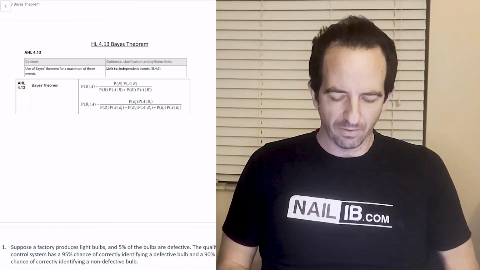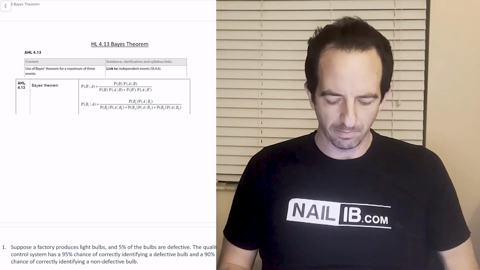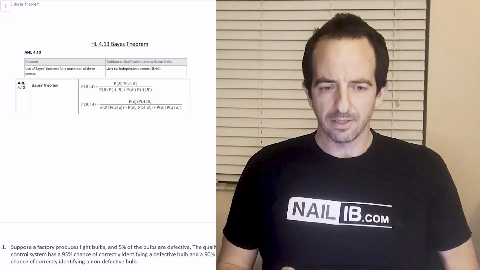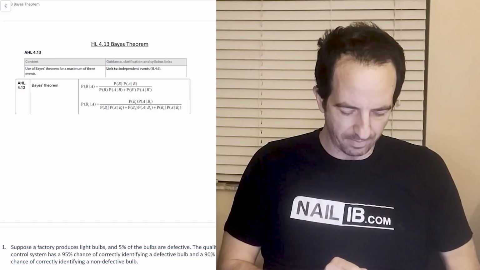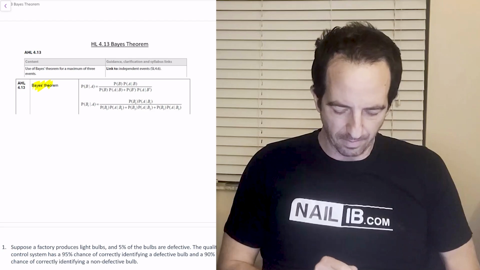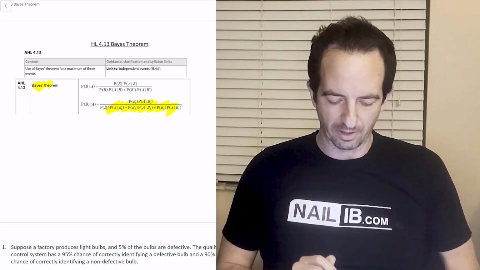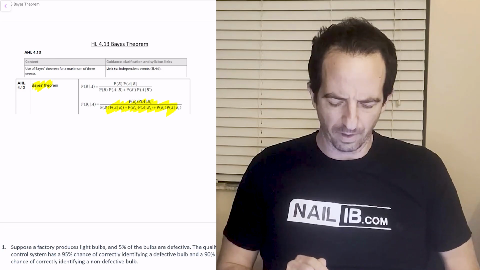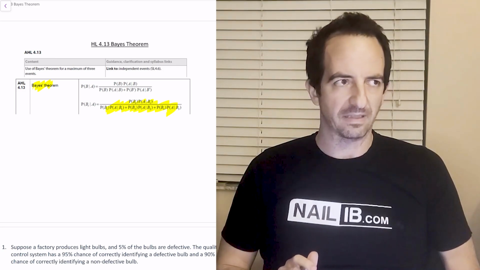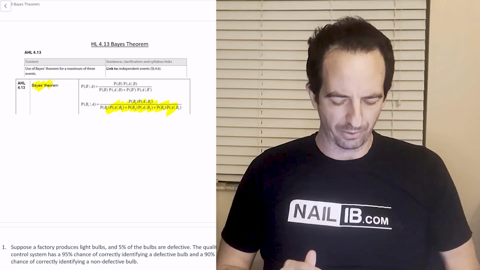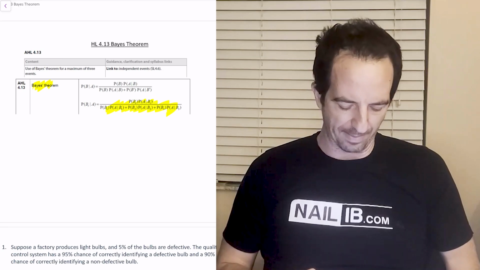So welcome to HL 4.13. This is specific material for topic 4, HL. We've already seen conditional probability, but here the main difference is that we're going to be using Bayes' theorem with up to three events. In the past we might have seen a bit fewer, or only 2 events, but now we're going to see 3 different events and how we can use Bayes' theorem in order to solve these types of problems.